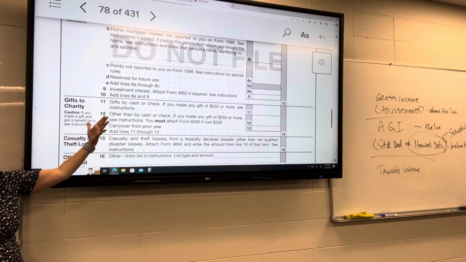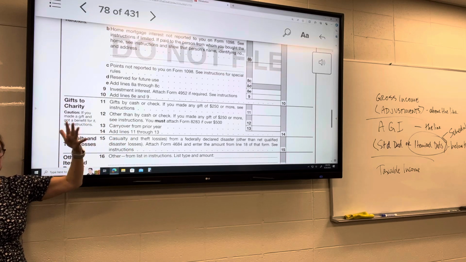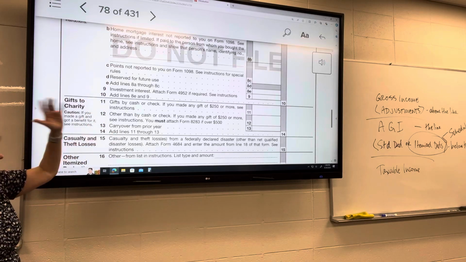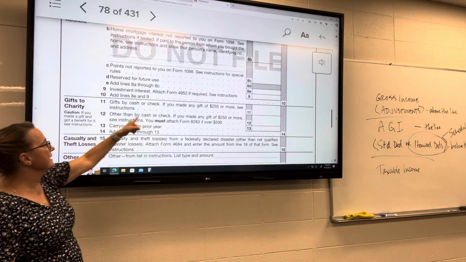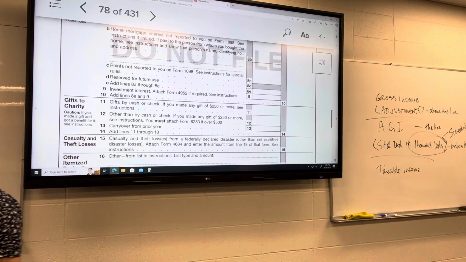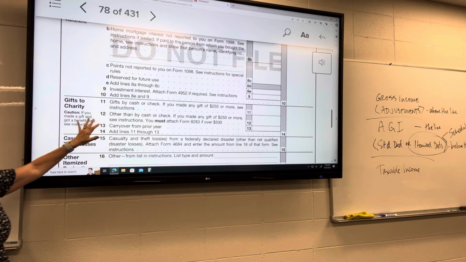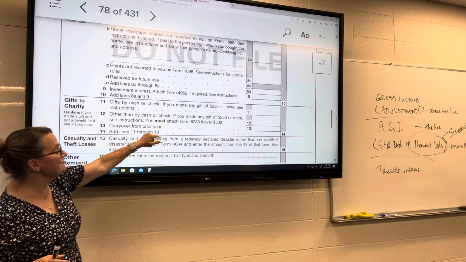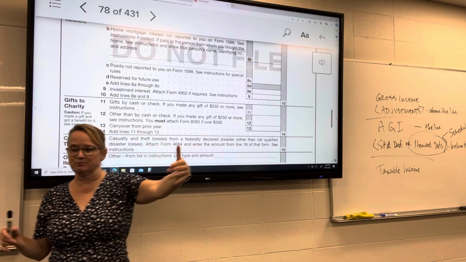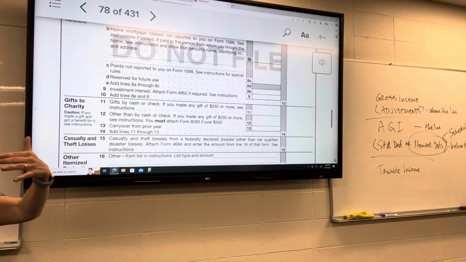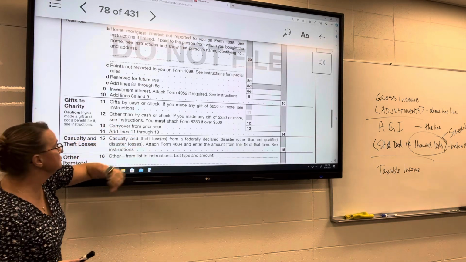So the first one is gifts by cash or check. That's pretty easy, you've got just a monetary donation. Other than by cash or check, that could be those non-cash, like Goodwill types of donations. It could be investments. Oftentimes individuals will donate investments, or other types of collectibles and that sort of thing. So if it's anything other than by cash or check, if the value of it is over $500, there's a separate form that has to be attached where you add details about it. And we will go through that 8283.